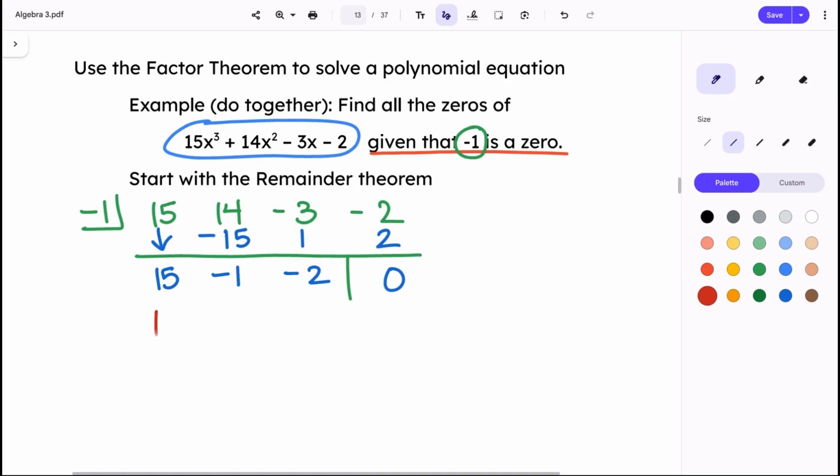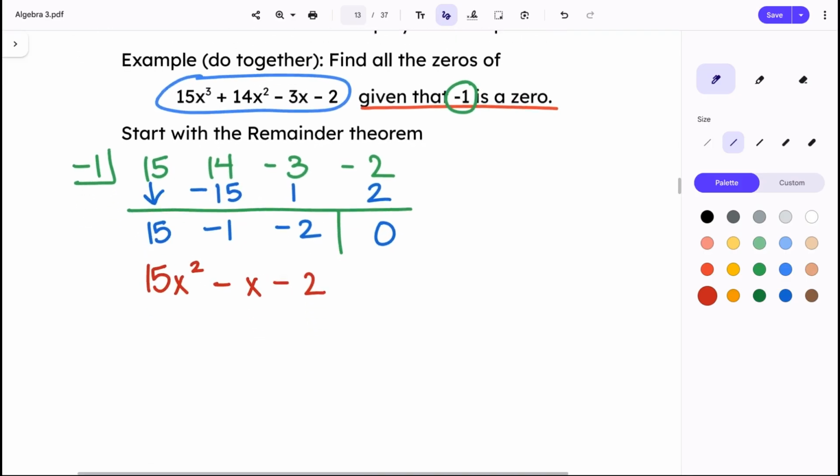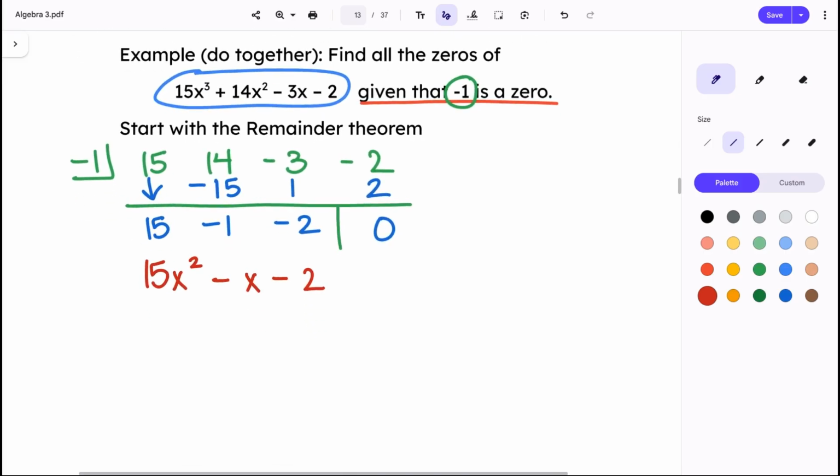So it'd be 15 and then x to what power? Squared, and then minus x and minus 2. Okay, no remainder. Now this is a little bit easier of a polynomial for us to try to see if we can factor it or see if we maybe want to use quadratic formula to find the other roots. I always check to see if I can factor first because factoring is faster than using quadratic formula. Quadratic formula is great because it works no matter what the situation is, but factoring is going to be a little bit quicker.